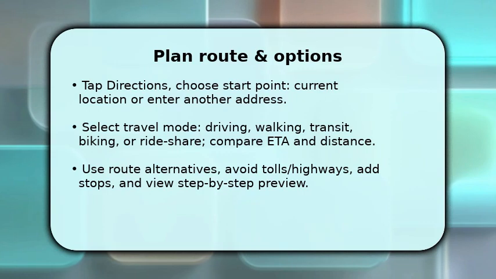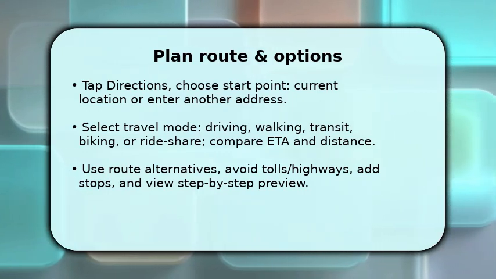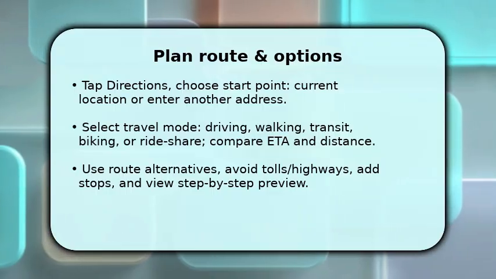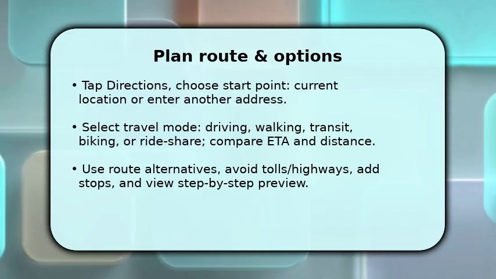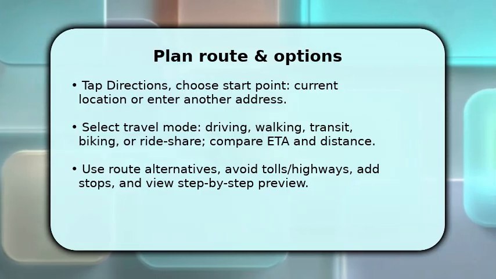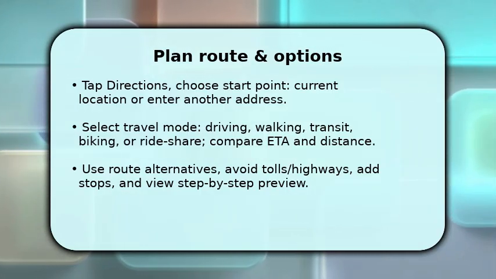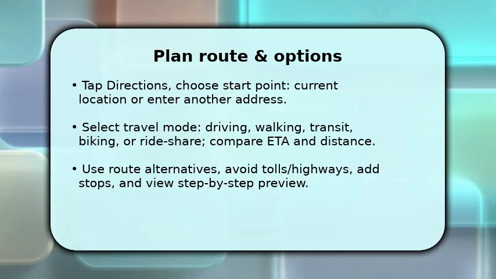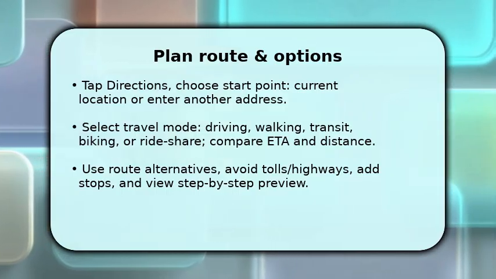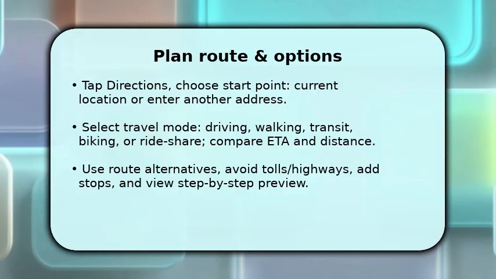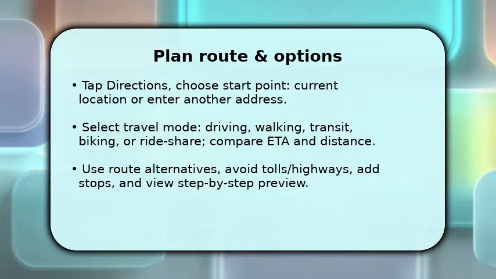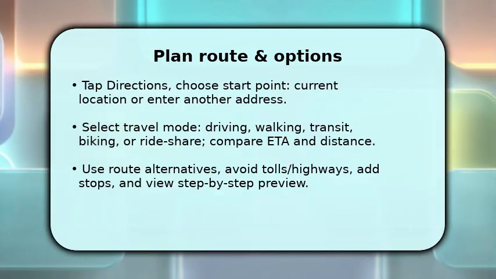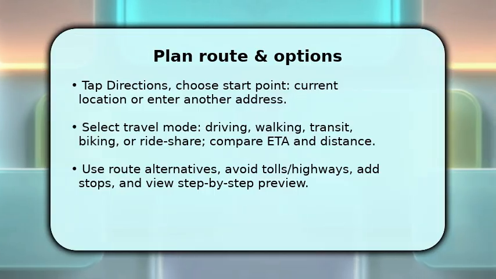Now plan the route. Tap directions and pick your start point, current location, or a typed address. Choose travel mode, driving, walking, transit, biking, or rideshare, because each mode gives different ETA and lane-level guidance. Once routes appear, examine alternatives and their times, swipe through them to compare. If needed, open route options to avoid tolls or highways, and add intermediate stops to build a multi-stop trip. Finally, preview step-by-step directions, so you know critical turns and transfer points ahead of time.